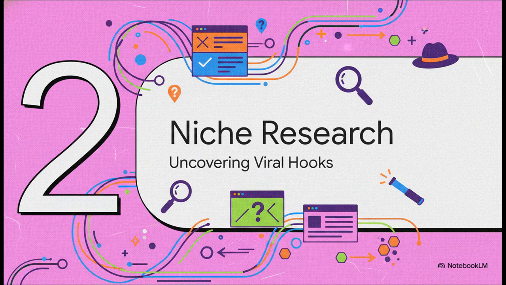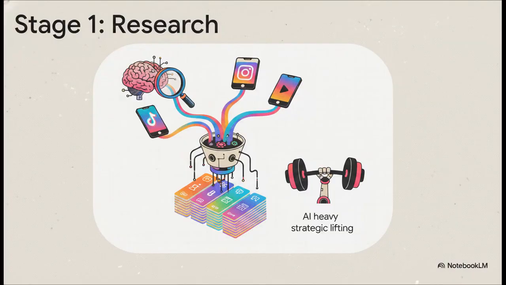Section 2. Stage 1. Niche research and uncovering viral hooks. All right, let's slow down for a second because this is where the real detective work happens. Before a single pixel even gets generated, your AI agency needs to understand the landscape. This stage is all about taking real-time live internet data and synthesizing it into a highly actionable creative brief. Just look at how comprehensive this is.